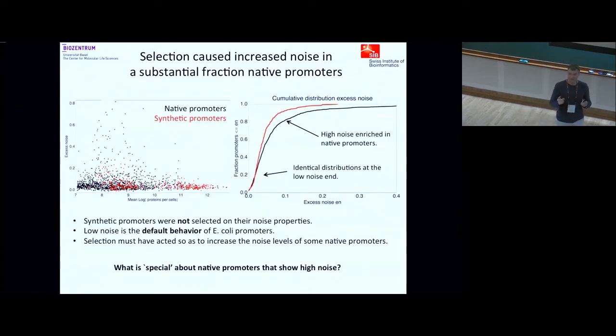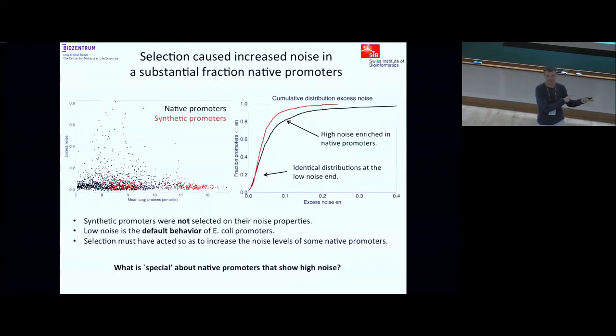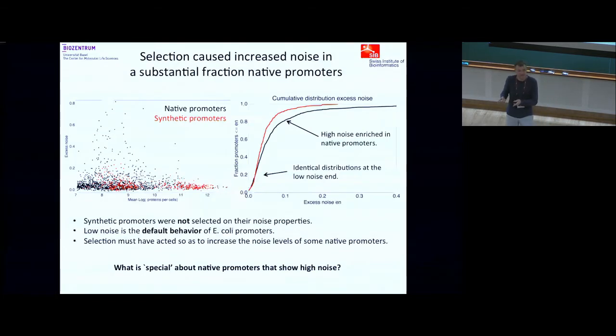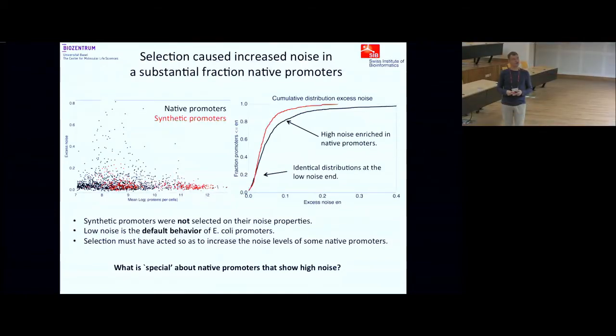Okay? I think this is actually one thing that is kind of useful to think about. If you want to know something about how selection has acted in the wild on a trait, noise in this case, it's very hard to tell anything about that. But here in this case, what we managed to do is make a situation where we looked at how this trait behaves when you don't select for it. And this allows you to tell at least something about how selection must have acted on this in the wild. All right, so selection must have acted to increase the noise levels of some native promoters.